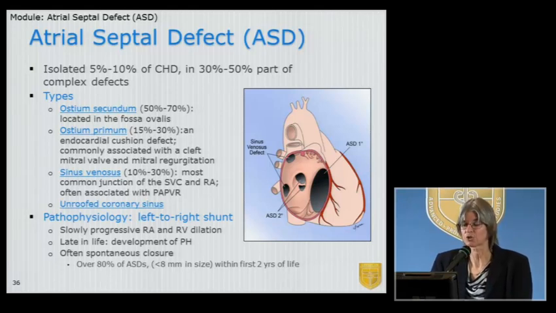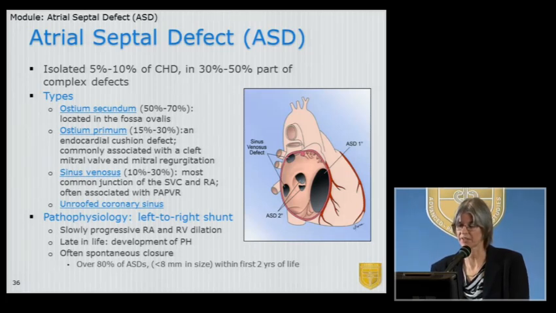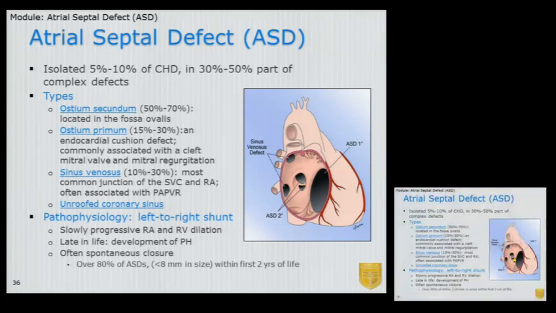We have several types. There is an ostium secundum one. This is the big one here. Right there, the ASD2. That's the most common one, located right in the fossa ovalis. Then there is the ostium primum one, right over the atrioventricular valves. That is often associated with a cleft in the mitral valve and some form of mitral regurgitation, so that's a little bit more complex to repair.